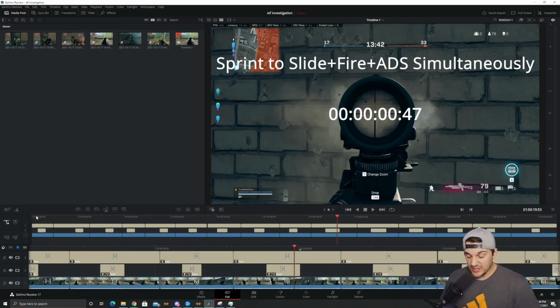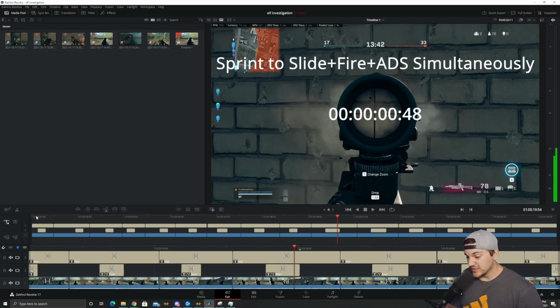I'm just trying to show you how I did these things, but yeah, spoiler, the slide animation is 20 frames and you can't get below that with your firing, and it adds 20 frames to your ADS as well because you can't ADS during that sliding animation.